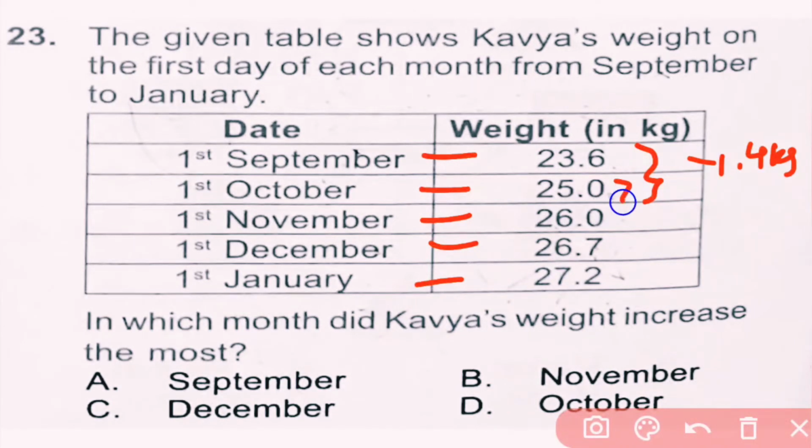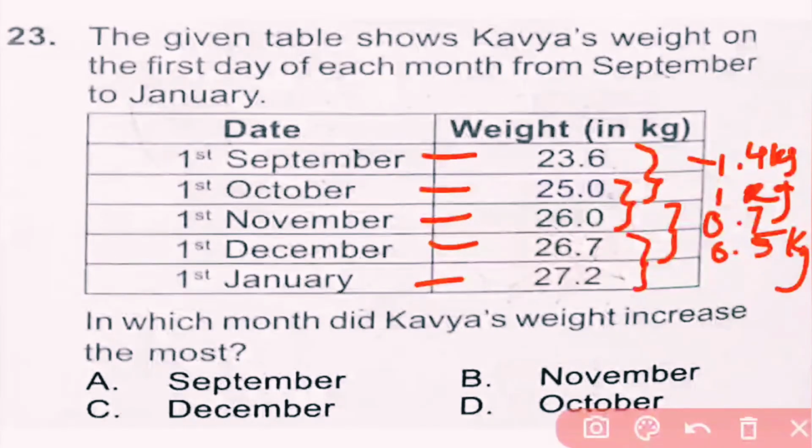So she gained 1.4 kg in September. Then we find out the October-November difference. 26 minus 25 is 1. So she gained 1 kg in October. In November, 26.7 minus 26 means 0.7. She gained 0.7 in November. Then in December, 27.2 minus 26.7 means 0.5. In December, she gained 0.5 kg. So in September only, Kavya's weight increases the most, 1.4 kg. So here A is correct.